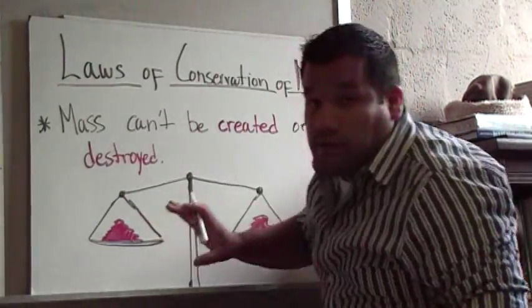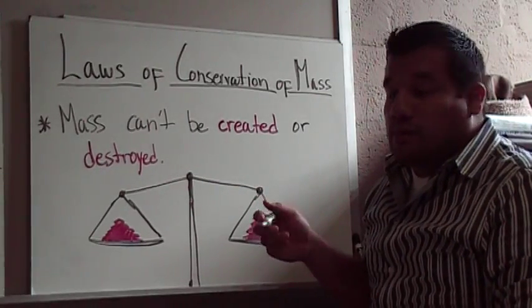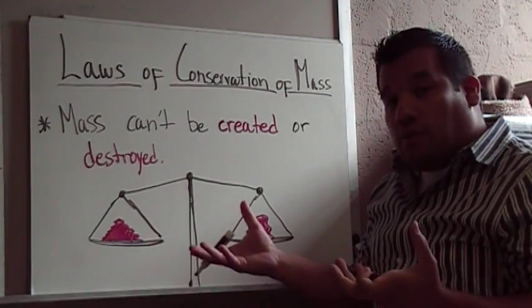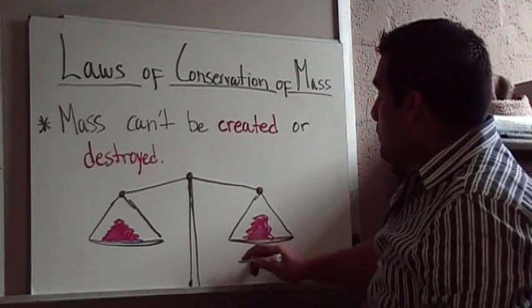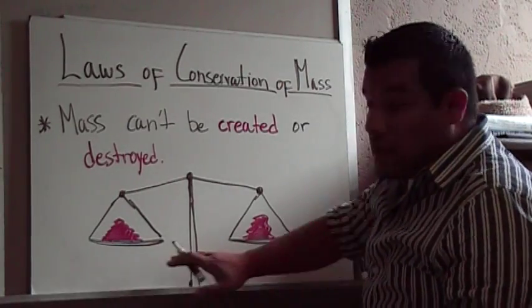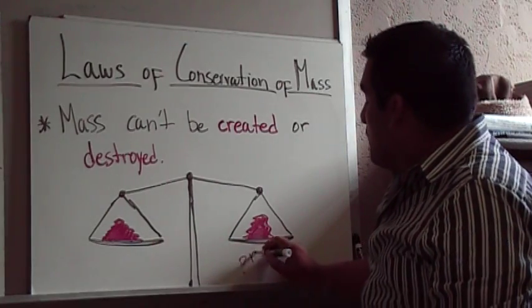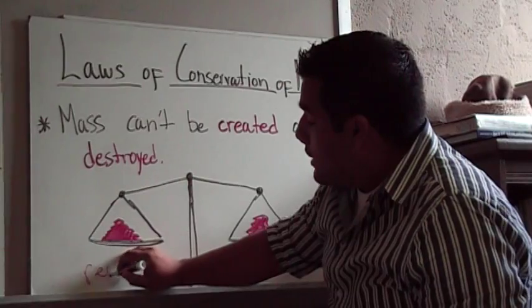Law of conservation of mass, quick and dirty. Mass can't be created or destroyed. That's as simple as I can make it. If you start with a certain amount of reactant, you have to end with that same amount of product. The scale represents that they have to be equal. Your products have to equal your reactants.